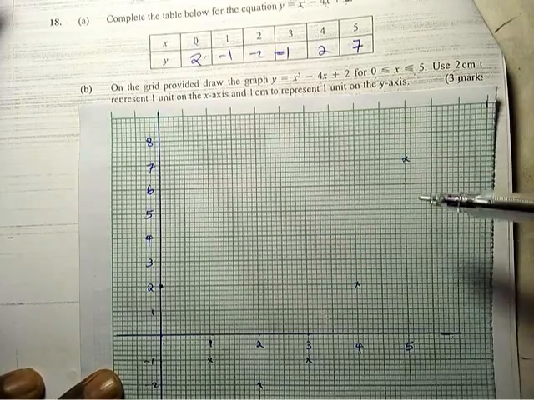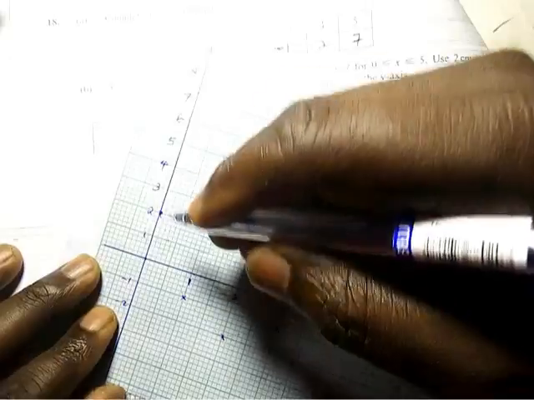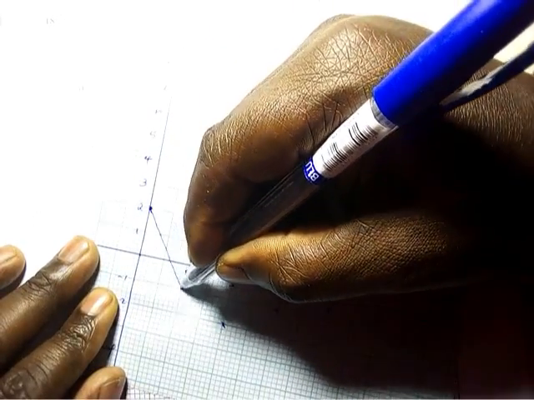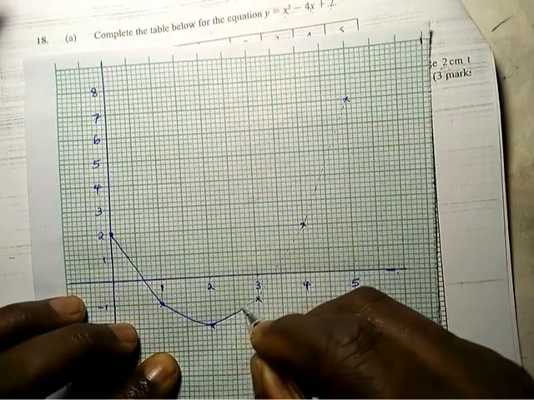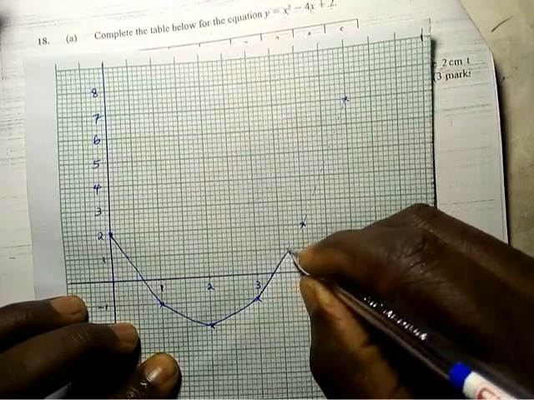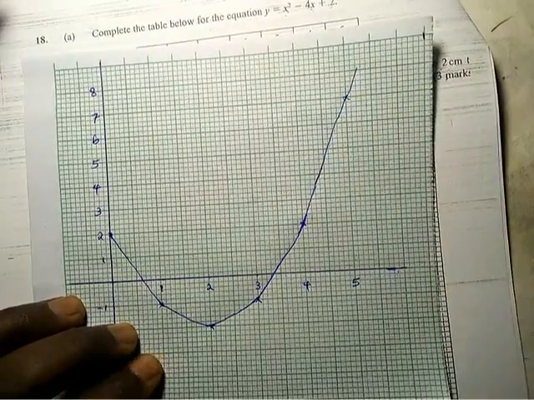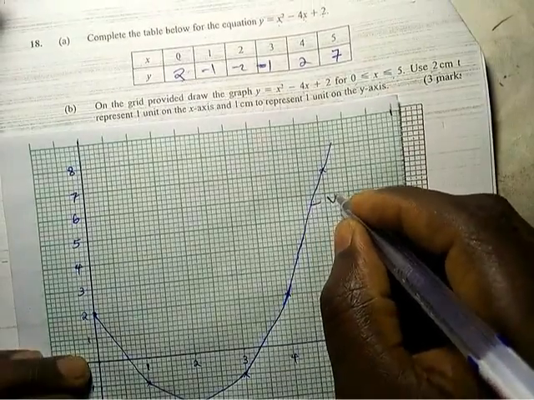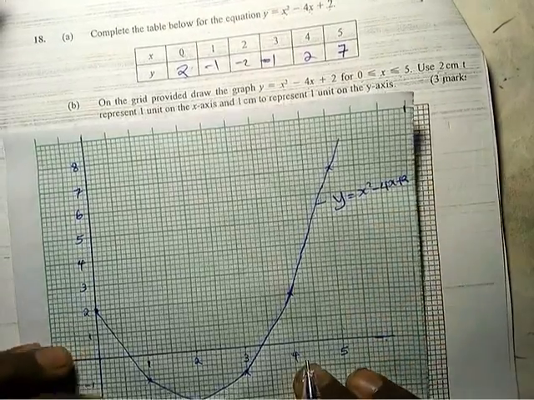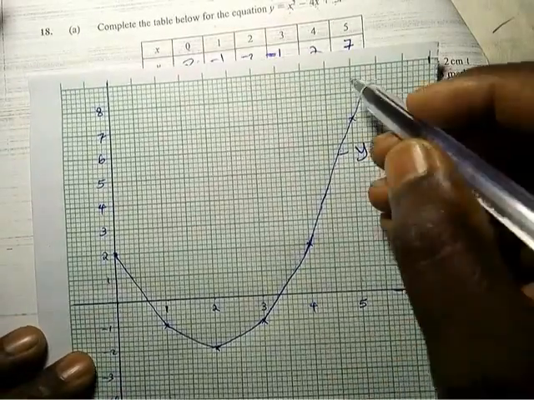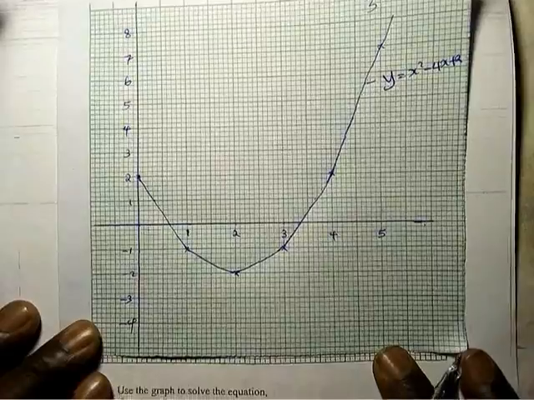a smooth curve. Now let us draw the curve. You draw the smooth curve, like that. And then you label this curve y is equal to x squared minus 4x plus 2. Very nice, like that. Now you have drawn and you have scored your 3 marks, as simple as that. So let us go to the next question.